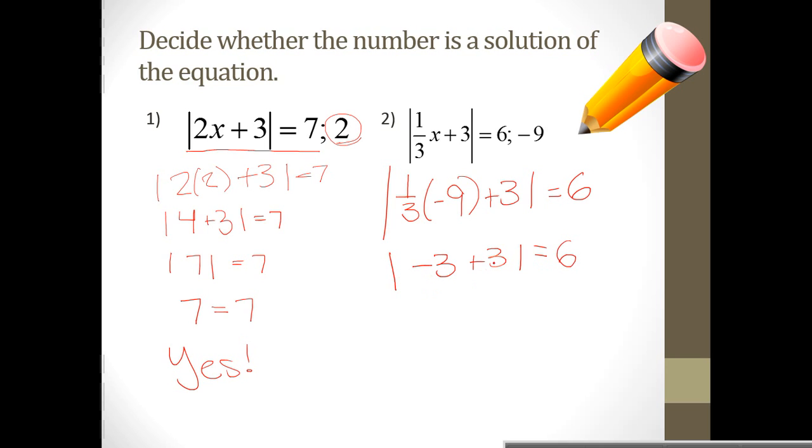Negative 3 plus 3 gives me 0. And then 0 is 0 away from 0. Remember, absolute value is always going to give you a positive number in here. Then I ask, is 0 equal to 6? No. So negative 9 is not a solution to that equation.